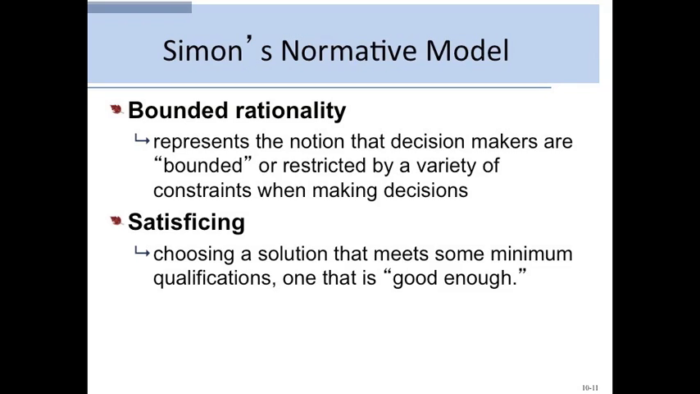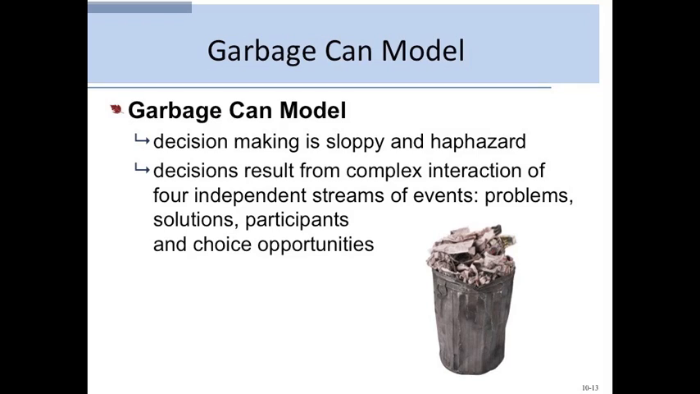So for example, when you're choosing maybe a school or even a restaurant to attend, you may not go through the process of rational decision making. You might try to satisfy rather than optimize and choose what you think is the good enough choice. Another non-rational model that actually goes beyond Simon's model is the garbage can model.